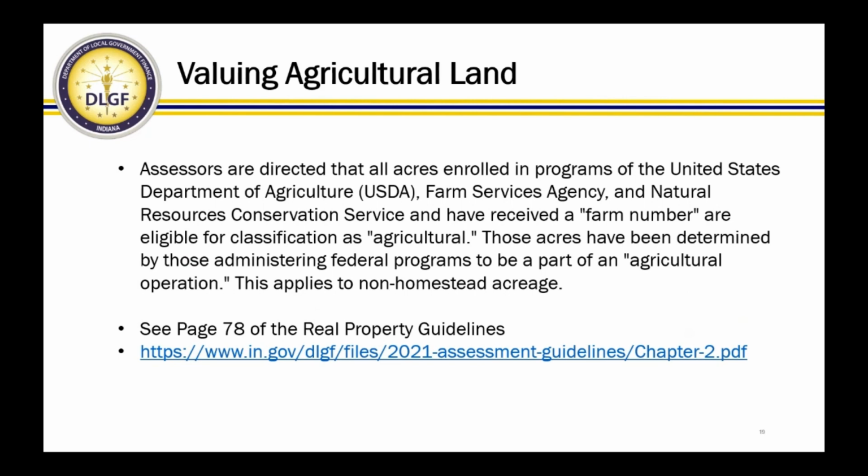If you have a taxpayer that has a farm number, they would be eligible for classification as agricultural land. And I've heard stories in the past of taxpayers going to the USDA to get a farm number just to make sure they qualify, and that's fine. Certainly if a taxpayer does say, here's my farm number, then they would qualify to have their land assessed as agricultural land.